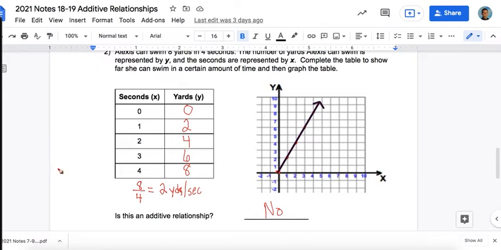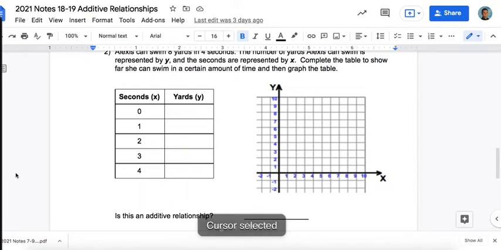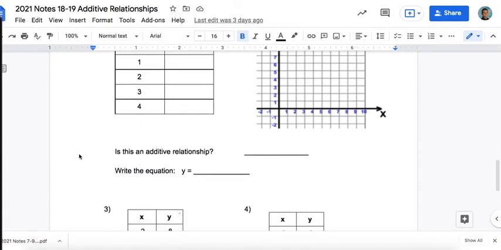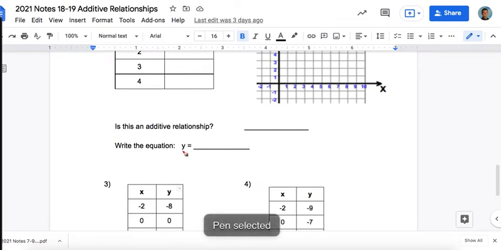Okay, we can do this a couple different ways. We can find the slope, which is rise over run, so up 2 over 1. And what's 2 divided by 1? Good, 2. Or you could just look at your table and see how you are getting from the x to the y, and you can clearly see that you're multiplying each x by 2 to get the y. So our equation is y equals 2x. And this was not an additive relationship.